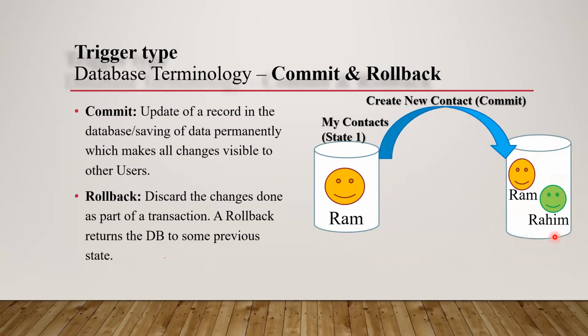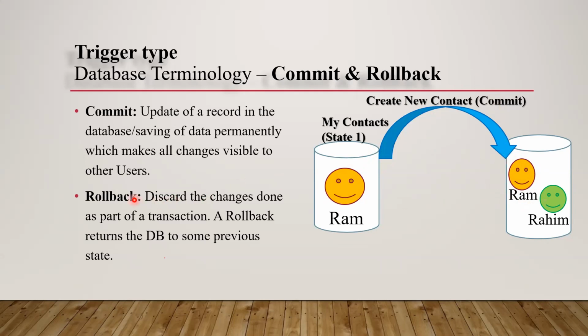So there was already a contact with the name Rahim, and I made a commit. That means I created a record, and then another contact got created with the name Ram. So this particular operation is called committing to the database. If you are making any changes to this Ram contact, which has already been created, say I change the email ID or phone number, again the change that I'm doing is committing the changes to the database.